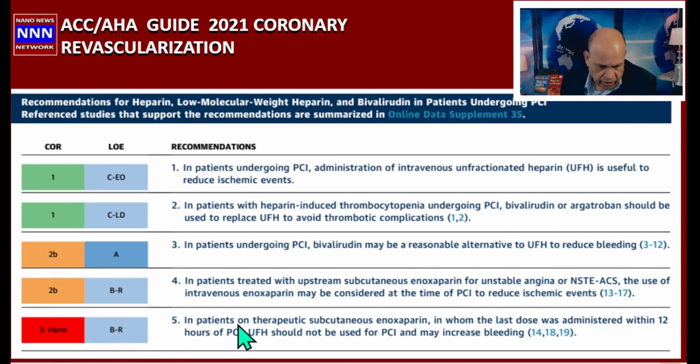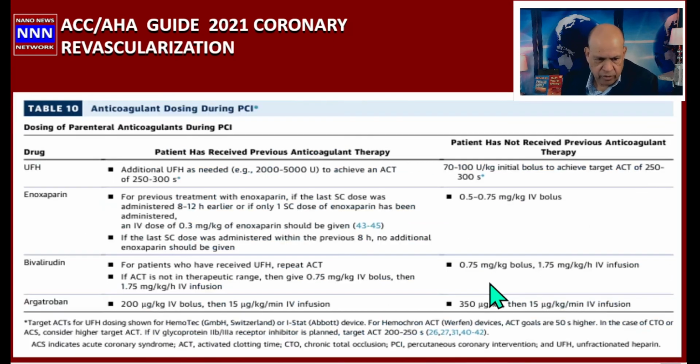The harmful effect: in patients with therapeutic subcutaneous enoxaparin in whom the last dose was administered within 12 hours of the PCI, unfractionated heparin should not be used for PCI and may increase bleeding. That's exactly what I was telling you from the clinical experience.